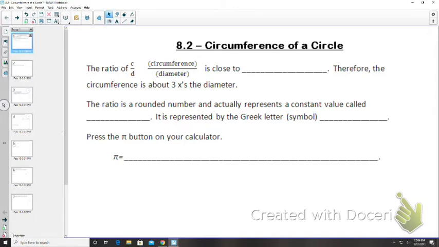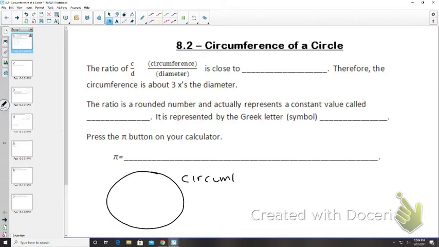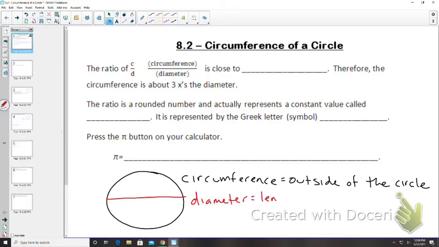So let's start off with some terminology, okay? So the outside of the circle is going to be the circumference. Okay, so the circumference is the outside of the circle. The diameter is going to be the length across the circle. And lastly, we're going to introduce radius. And radius is from the center point of the circle to the outside. Okay, so that is our radius.